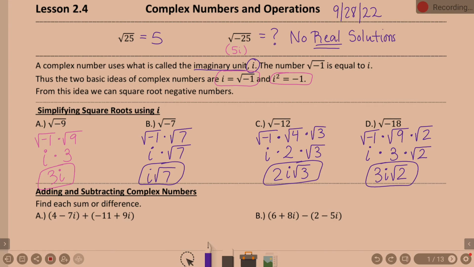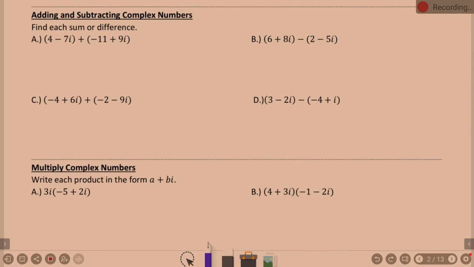Okay, let's try the next section. I think you'll like the next section. Adding and subtracting. We're going to add and subtract with i's today. We're going to multiply, we're going to divide, and we're going to solve some basic equations.